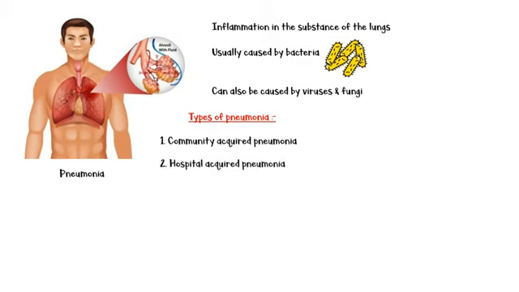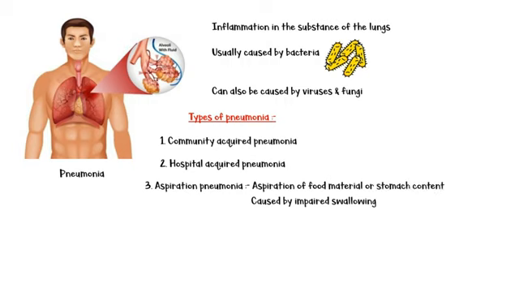Hospital-acquired pneumonia occurs following a hospital stay for some other condition. This type of pneumonia could be quite nasty because bacterial strains causing hospital-acquired pneumonia are highly resistant to usual antibiotics. Aspiration pneumonia occurs following aspiration of food material or stomach content caused by impaired swallowing.